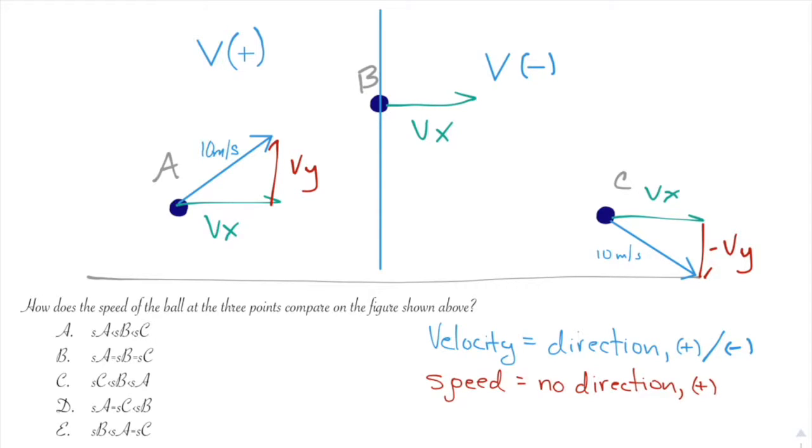If it was moving to the left and we considered the left to be negative, then our velocity would be considered negative, but our speed would still be considered positive, because again, speed cannot be negative.